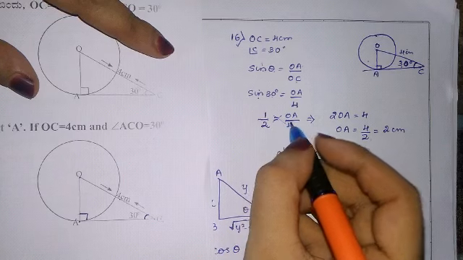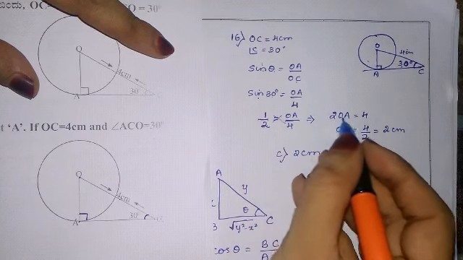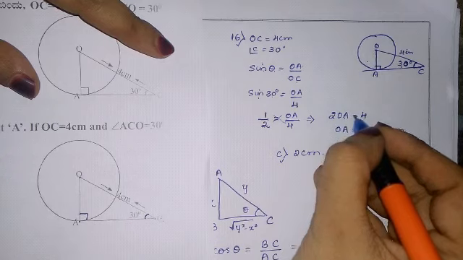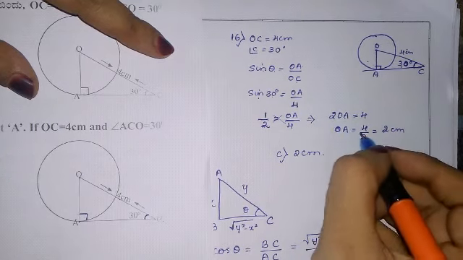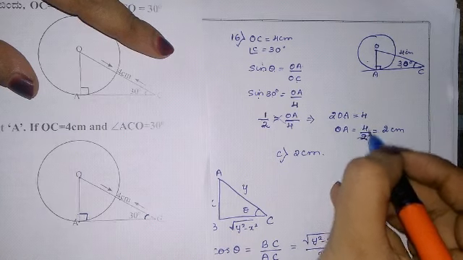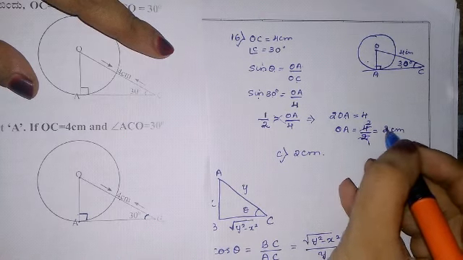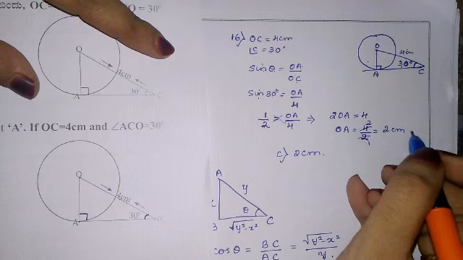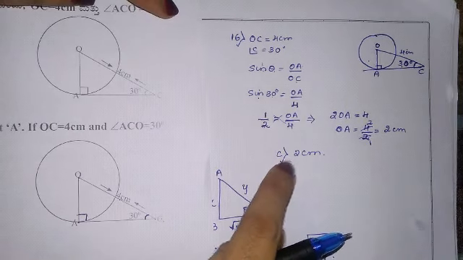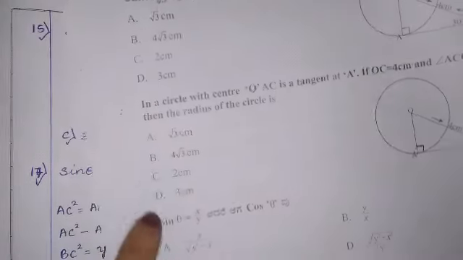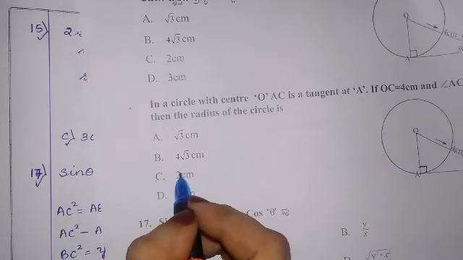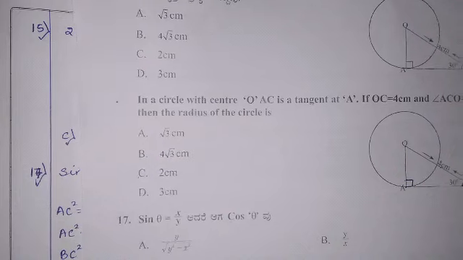Now let us cross multiply. OA into 2 is 2OA, equal to 4 ones are 4. OA is equal to 4 by 2. 2 ones are 2, 2 twos are 4. So OA is equal to 2 centimeter and the correct option is C, 2 centimeter. So let us see the next question.